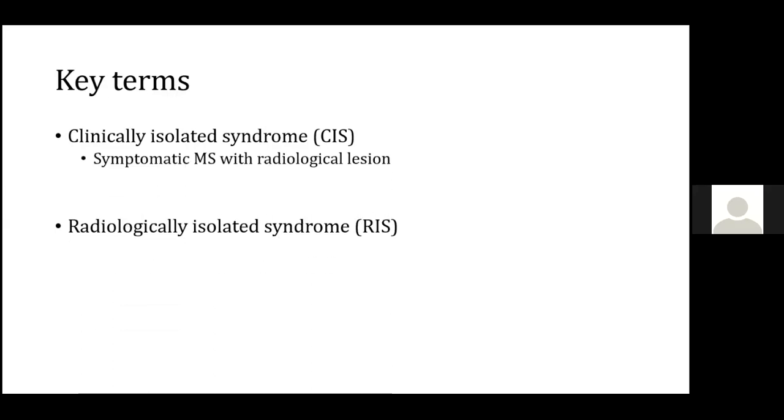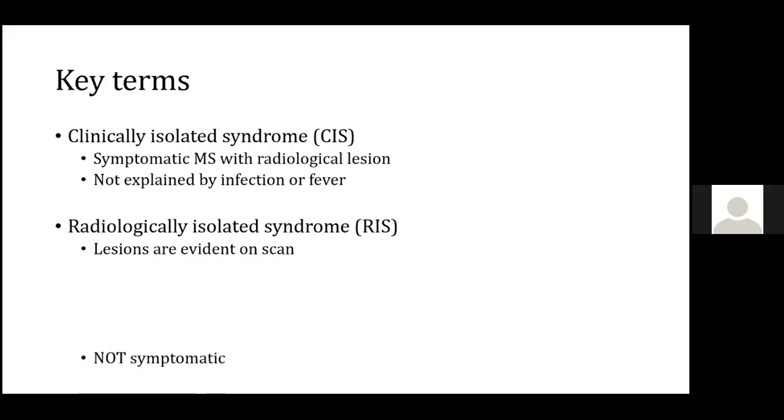So clinically isolated syndrome is when you might have symptomatic MS with a radiological lesion, but which isn't explained by any other causes such as infection or fever. But again, that's a single episode, and it's not disseminated in time or space. And then radiologically isolated syndrome is when you might see a lesion on a scan, but causing no symptoms.